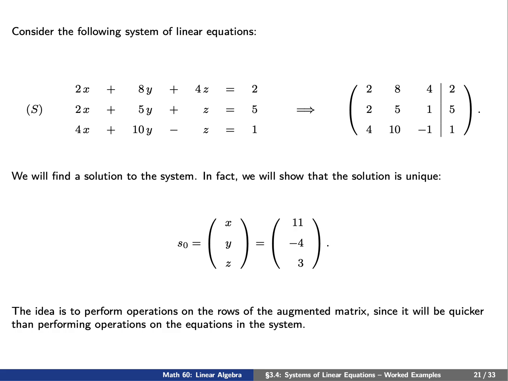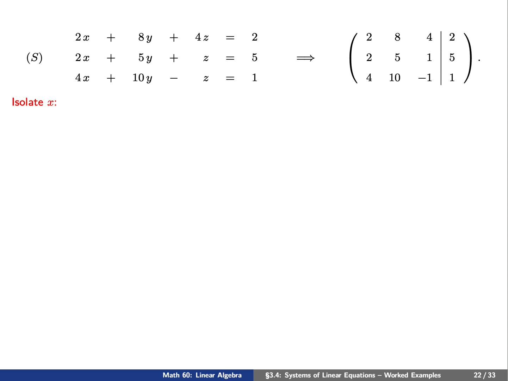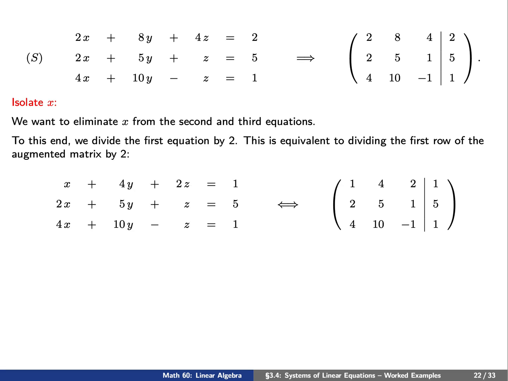The idea is to perform a series of row operations on the augmented matrix because that'll be a little bit quicker than performing operations on the equations in capital S. Here at the top of the screen, we've just rewritten the system that we'd like to discuss. Our very first step will be to isolate the variable x. That is, we want to eliminate it from the various equations, so we just have x appear once. We're going to eliminate x from the second and third equations as follows.